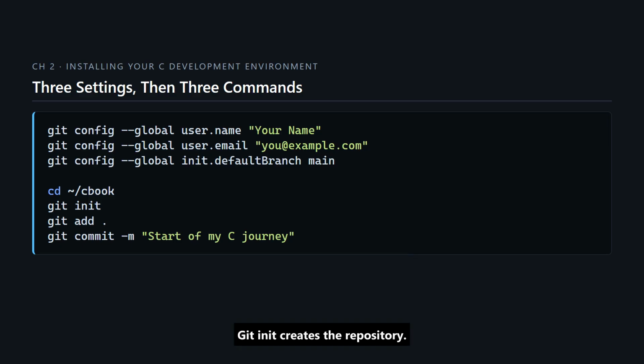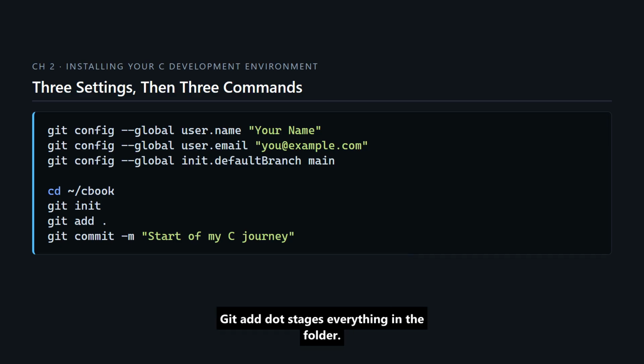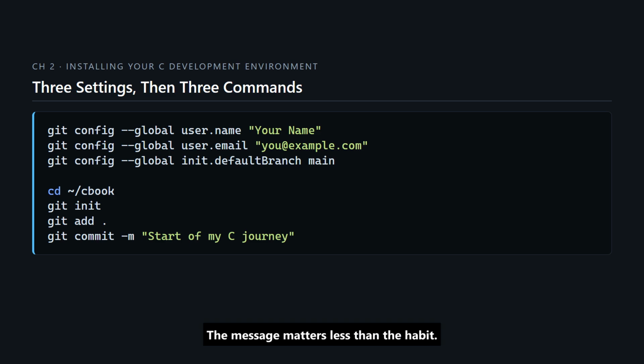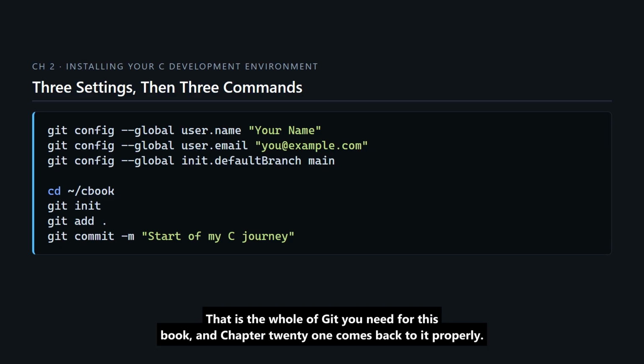git init creates the repository. git add . stages everything in the folder. And git commit -m with a message records it. Commit at the end of every session or whenever something starts working. The message matters less than the habit. That is the whole of Git you need for this book, and chapter 21 comes back to it properly.